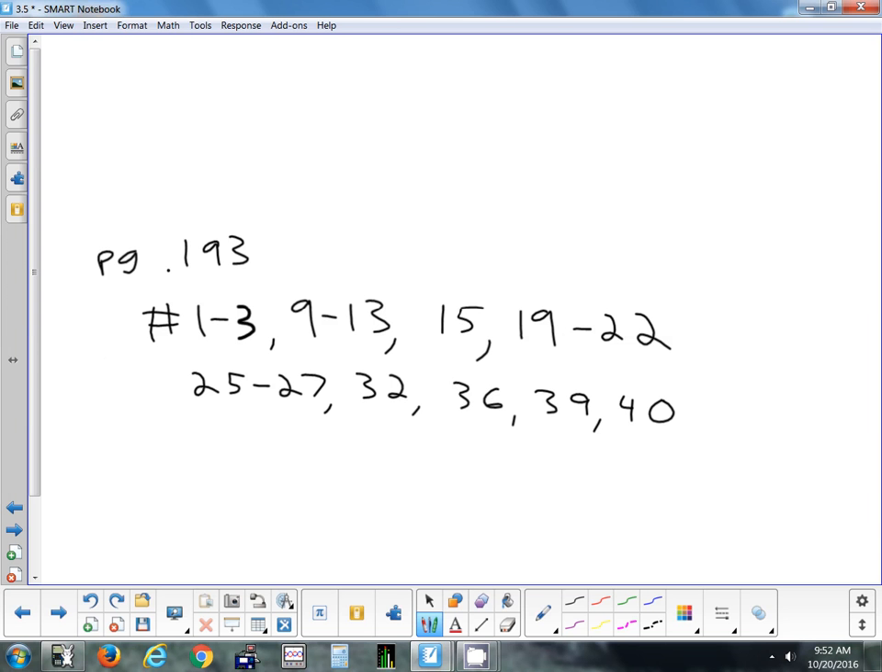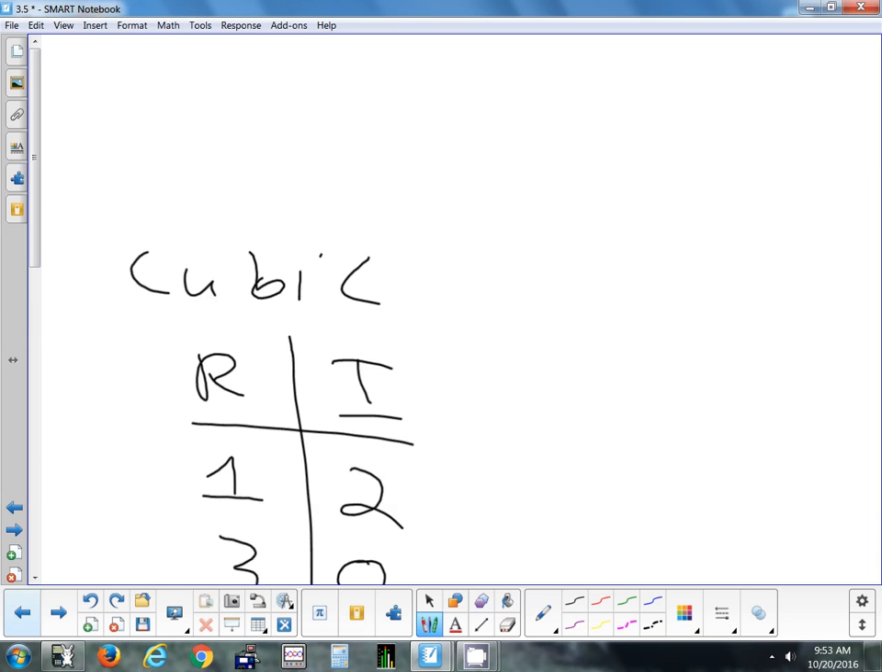Okay, some problems ask you to find how many real roots there are and how many imaginary. You don't actually have to find them. All they want to know is how many real, how many imaginary. So you just have to make a list.